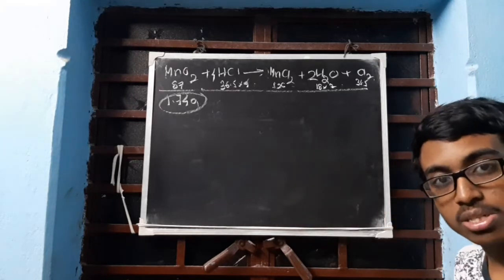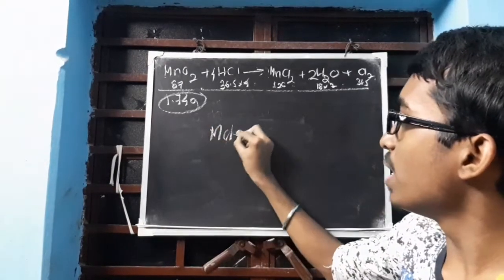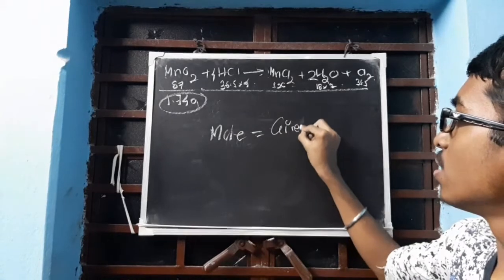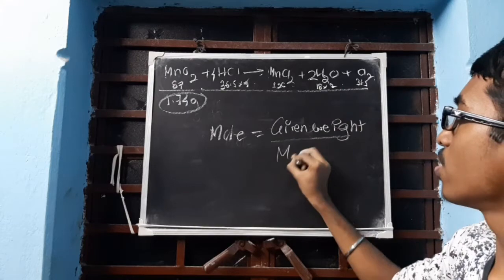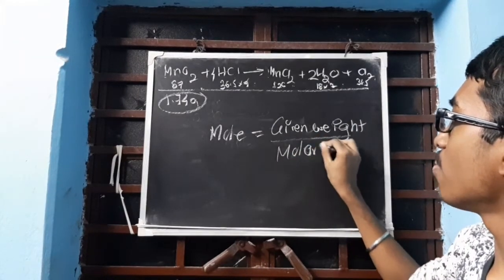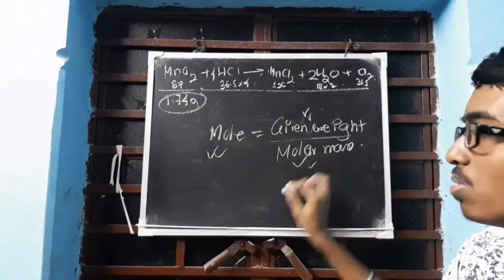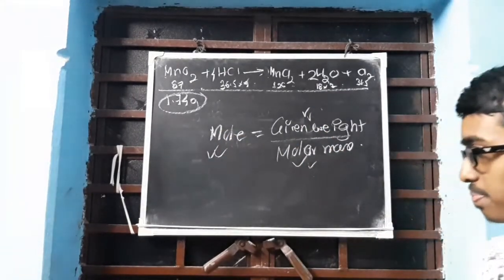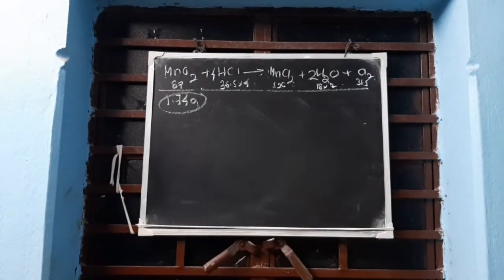0.02 mole indicates 1.74 gram of MnO2. How did we calculate? Mole means given weight divided by molar mass. So here we are finding the given weight, mole is given, molar mass we know. Clear? This is what we applied. Now what is the first part? Mass of MnO2 used. What is the mass of MnO2 used? The answer is there on the board.